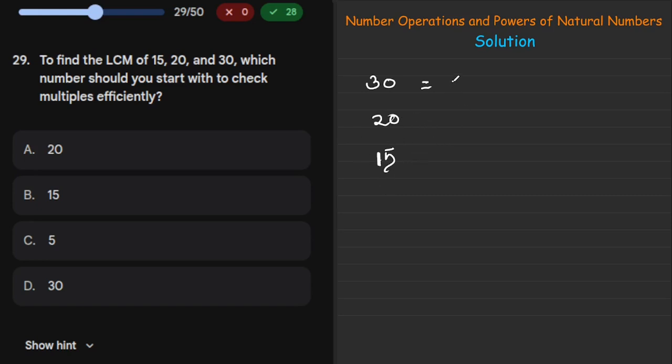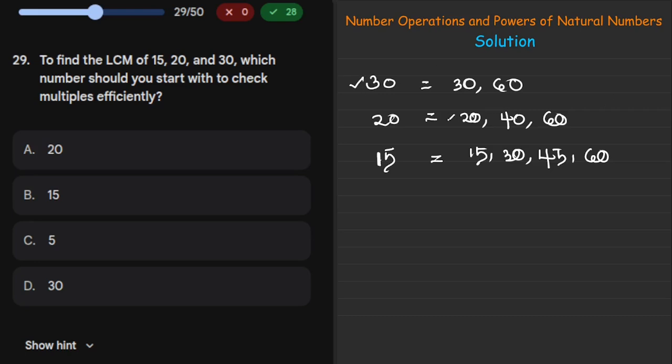For instance, we can write our 30 here and then 60. Then gradually we can start with the smallest one. So we have 20, then 40, and then 60. And for the 15 as well, we would have 15, 30, 45, and 60. So starting with the biggest one gave us at least a limit. You could have gone to 90, and that alone is fine.